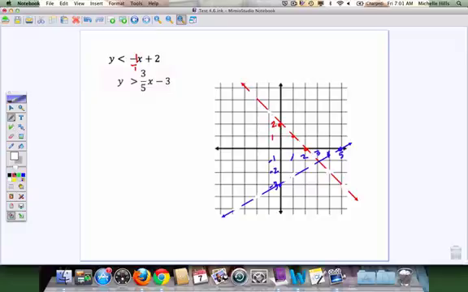Now, from the first inequality, it's less than, so I want to shade below. The second inequality is greater than, so I want to shade above. So the region that is true for both of those, that's the solutions to the system, is this region here. Now some people shade it only up to the axis. Remember, you need to shade the full region between the two lines that you just graphed. So don't stop at the y-axis, shade all of this. And that is learning target 4.6.